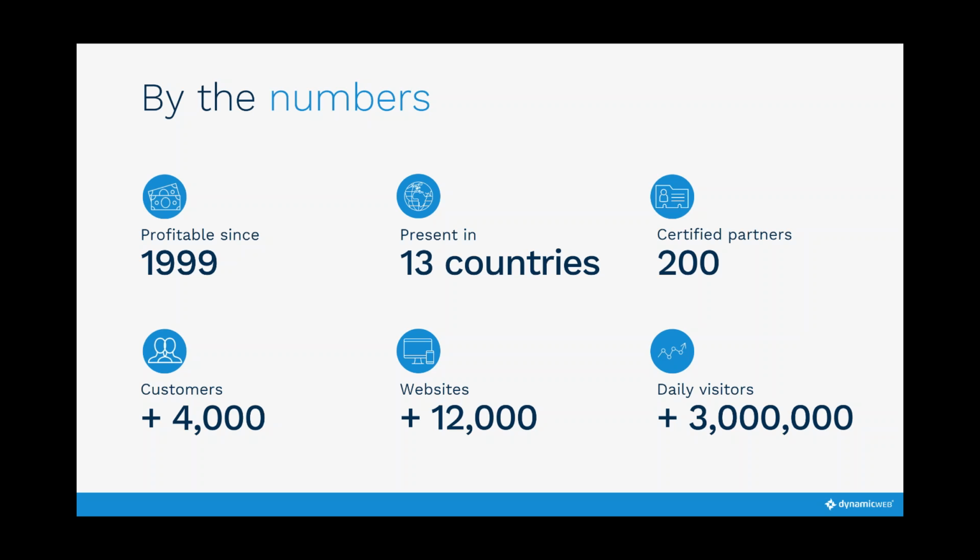Dynamic Web has historically been sold by partners, and we are proud to say that we have more than 200 certified partners today selling and maintaining our platform for our customers, of which we have more than 4,000 today. We are generating more than 12,000 websites, being both B2C, B2B, internal or external shops, content pages, and so forth. By hosting everything in the cloud and providing an online strategy for our customers, we generate more than 3 million daily visitors on our platform, something we are very proud of, and of course we are also working to keep you satisfied.